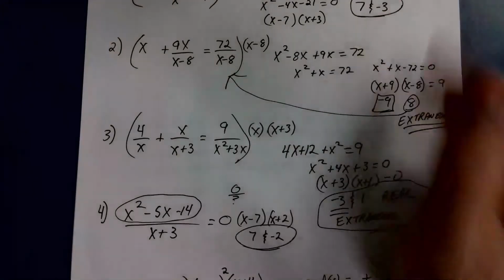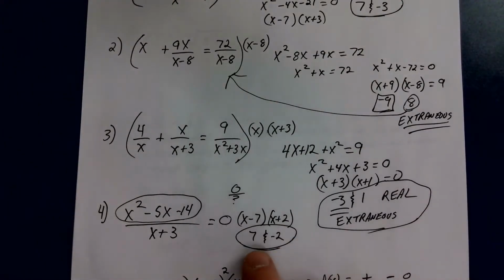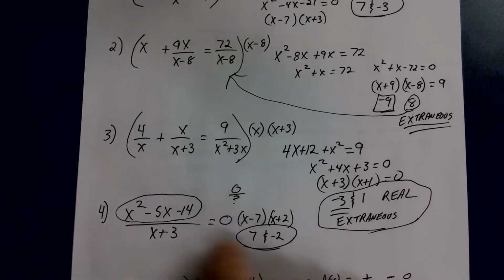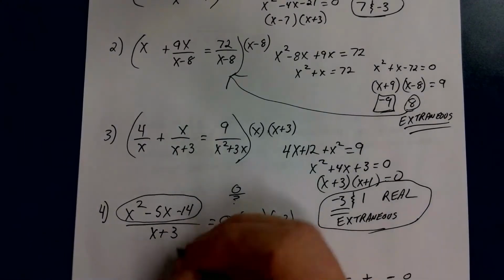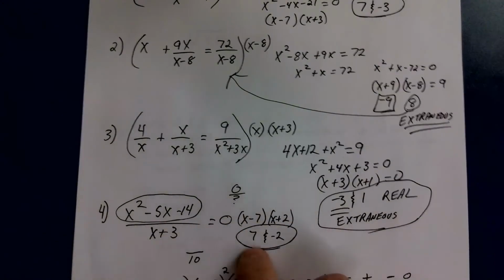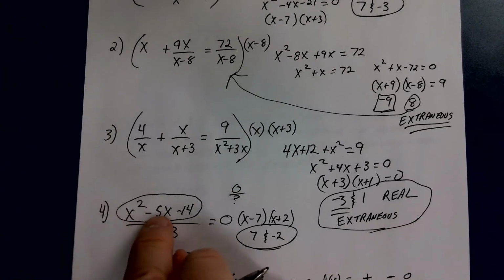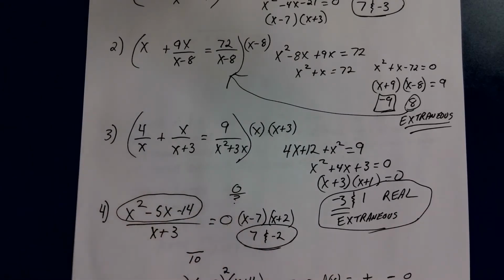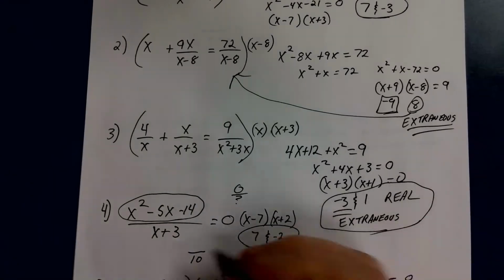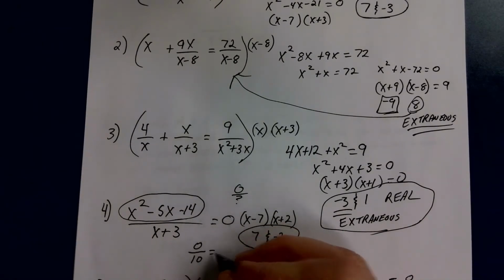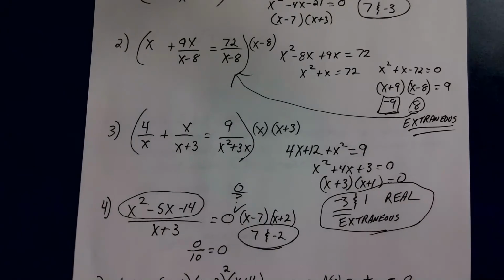Now, just like all of these that I've said have worked, we're going to actually try it on this one. So go ahead and try 7. So I plug 7 into the denominator. Would you agree that I get a 10? I plug 7 into the numerator, and I get 49 minus 35 minus 14. Negative 35 and negative 14 is negative 49. 49 minus 49 is 0, and 0 divided by 10 equals 0. Check mark. That works.